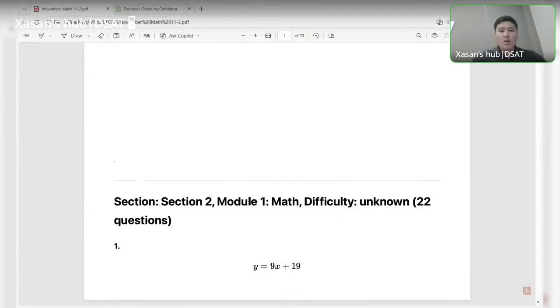So, guys, I will solve and discuss, and for some questions maybe I will ask about your version, if that's your answer as well, and also the Desmos way. So let's start with the first question of the first module.